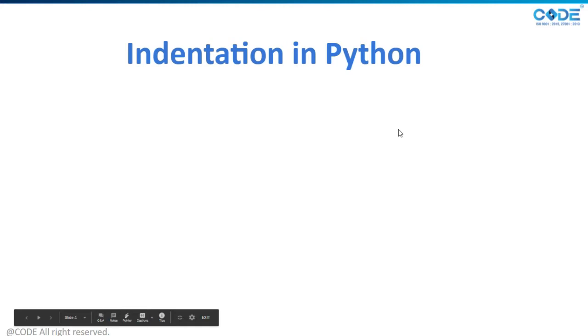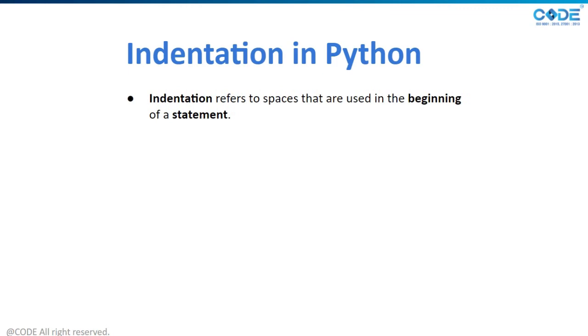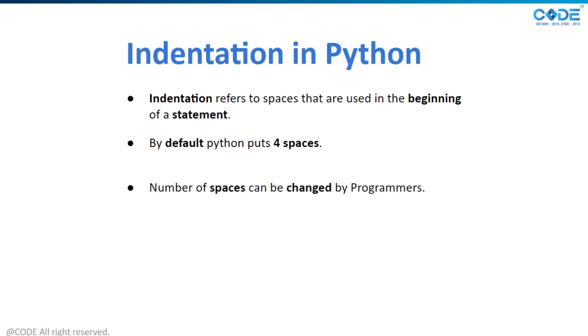So our next topic is indentation in Python. Indentation refers to spaces that are used at the beginning of a statement. By default, Python has 4 spaces, but the number of spaces can be increased or decreased by the user depending on their requirement. If you don't get anything about indentation, then don't worry, we will see it in upcoming videos in great detail. But for now, just understand indentation is very important in Python.